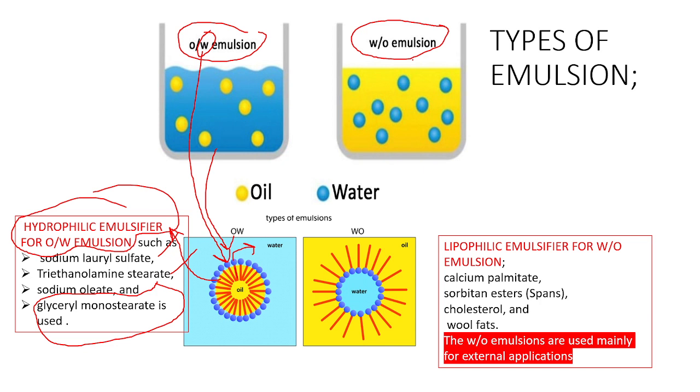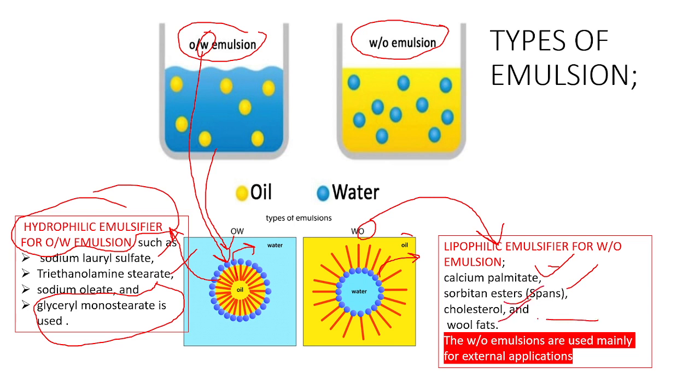Next is water in oil kind of emulsion. The tail is present in the oil, and the head is present in the water. This is the surfactant alignment. Here the continuous medium is oil, so we need to use a lipophilic emulsifier to stabilize the water in oil emulsion. What are the lipophilic emulsifiers? Calcium palmitate, Spans, which are also lipophilic in nature, cholesterol, and wool fat.